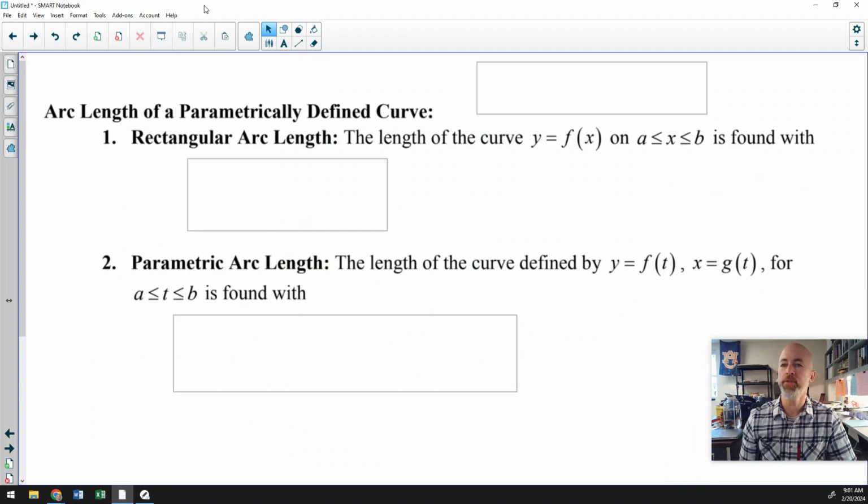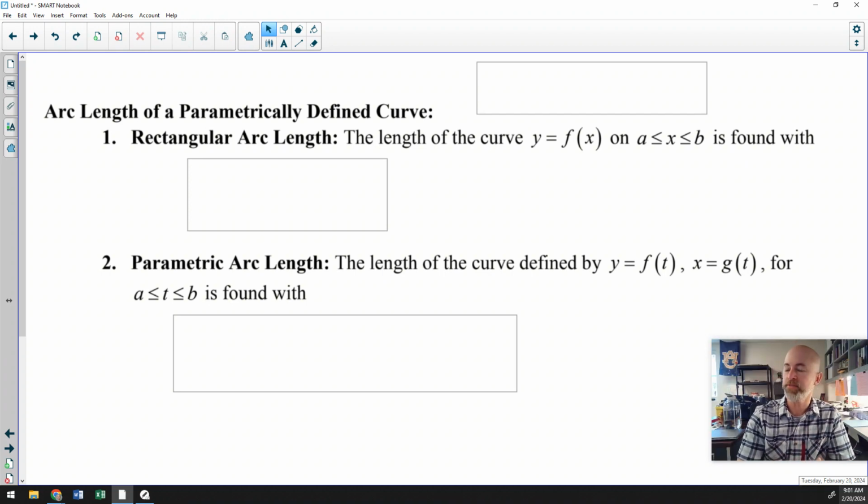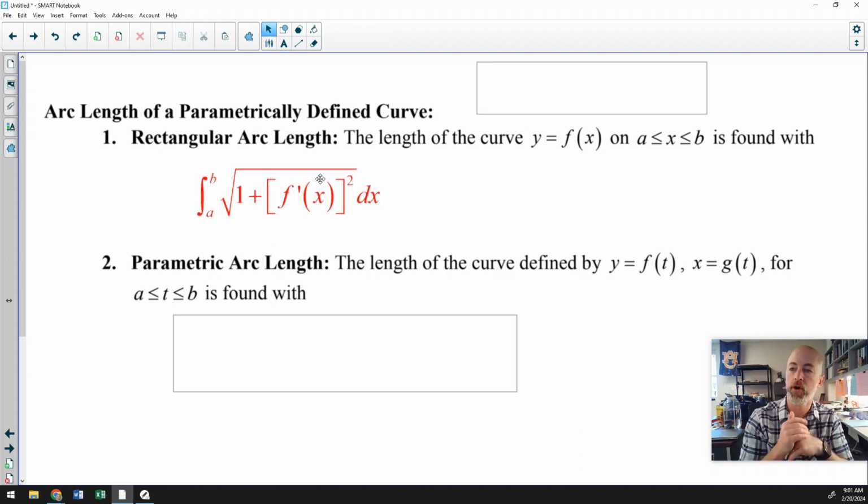And then I have one more thing I want to talk about, and that is how we can do arc length with parametrically defined functions. And this is getting into section 9.3 of the course description. And arc length, which you hopefully have already had some exposure to in the world of rectangular curves. The formula for arc length in the rectangular world is the integral from a to b of the square root of 1 plus the derivative of your function squared. And that is your old rectangular arc length.